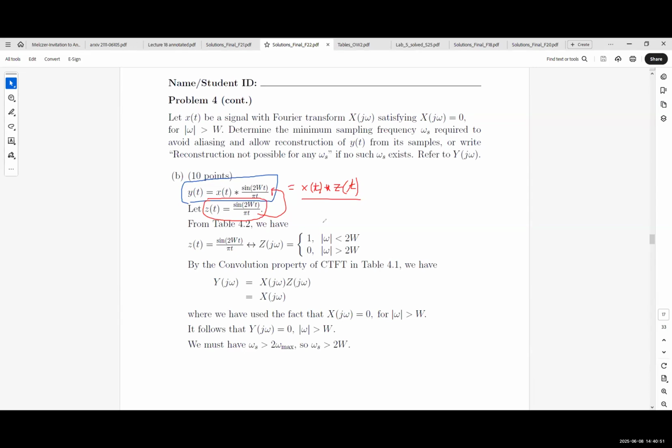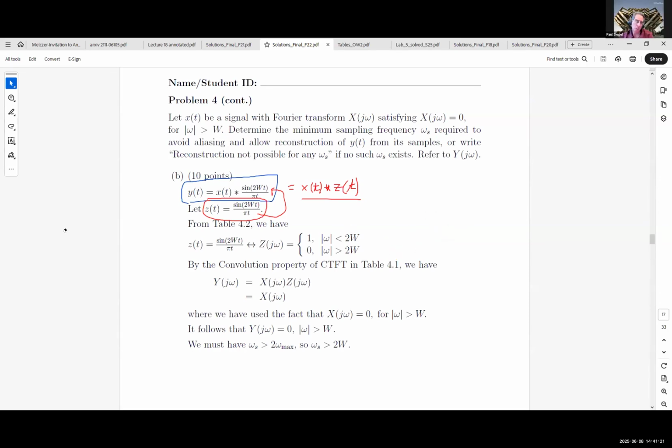So if I had z of t where it was sine of Wt, then the z of jw would range from negative W to positive W, right? If it was just a sinusoid, then the transform would look like this. Sorry, not just a sinusoid, with the pi t underneath in the denominator. Oh, yeah. If it was just W as opposed to 2W, that's right.